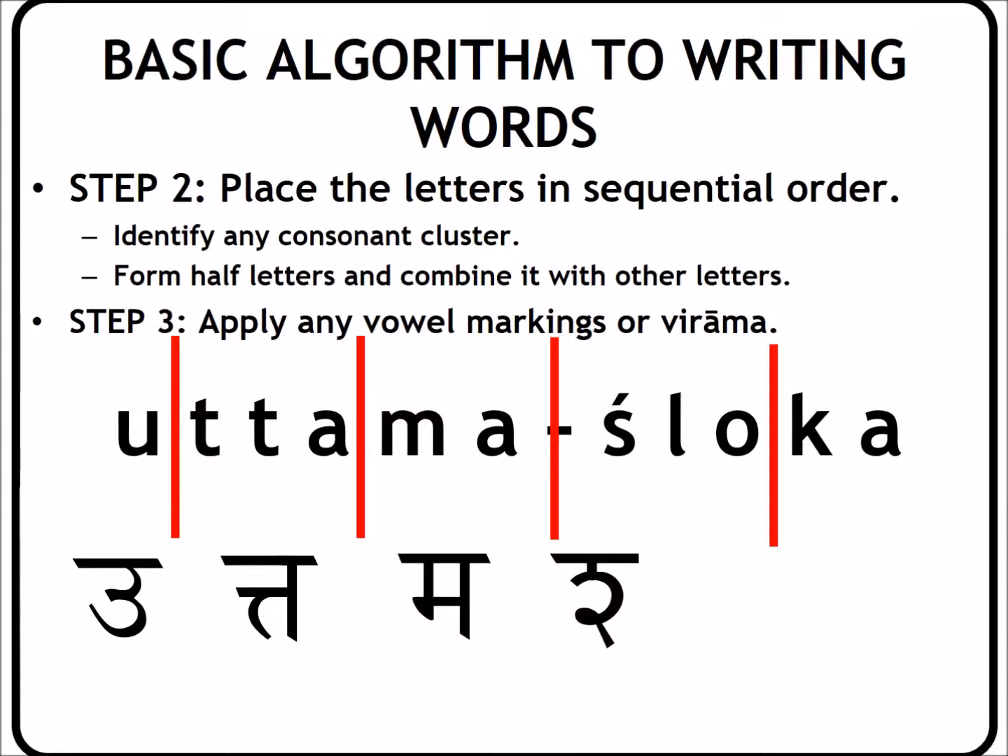Then we combine it with the letter la to get the consonant cluster shla. But it has a vowel associated. It has the vowel o. So we need to draw the appropriate diacritic marking that corresponds to o, which is the vertical line with the line segment coming to the top. So we have shlo. And then finally, ka. No vowels, no modifications, so it's written as is.